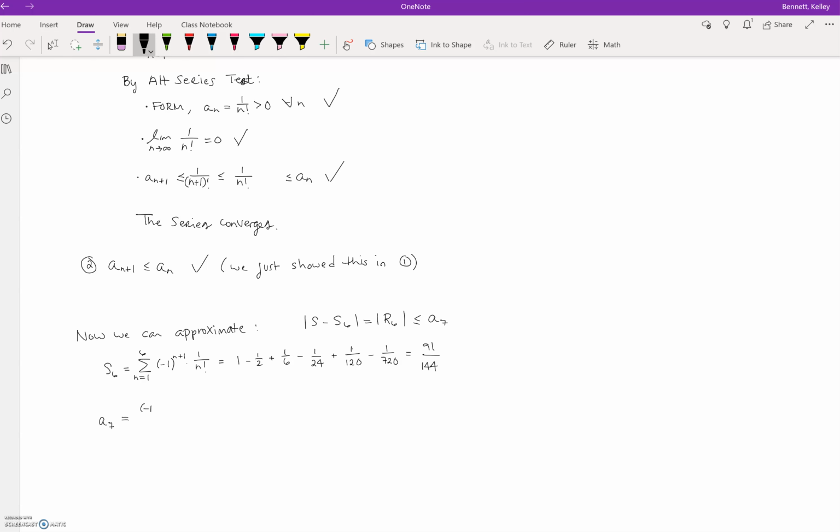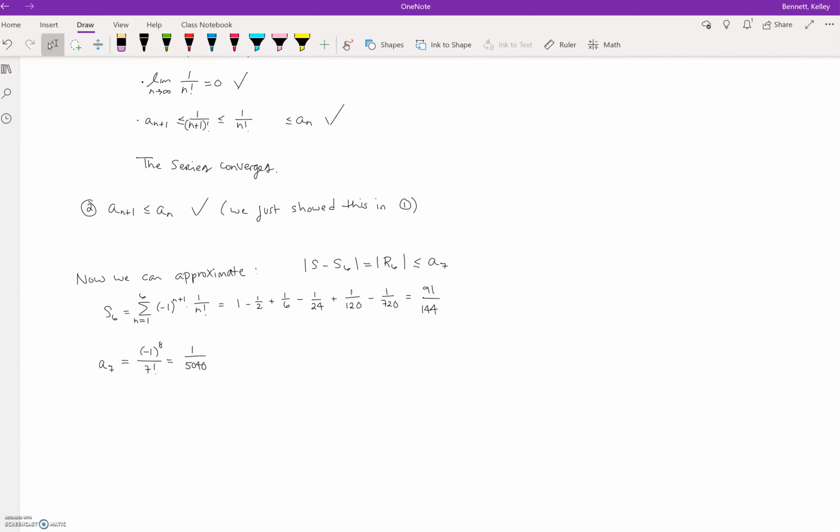And then we also need to know what A7 is. A7 is negative 1 to the 8th power divided by 7 factorial, so this is 1 over 5,040. Now that we have these two things, we're going to say that the absolute value of S, and remember we're trying to get an estimate on S, minus S6, which was 91 over 144, needs to be less than or equal to A7, which was 1 over 5,040.